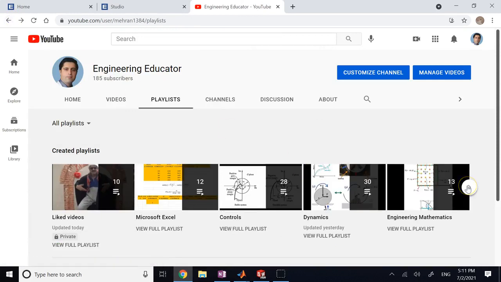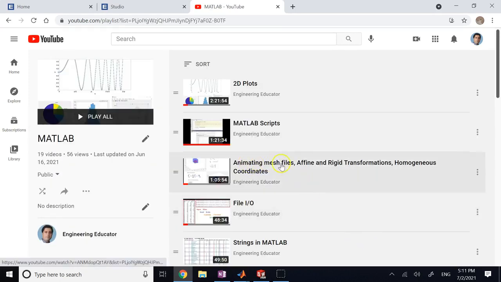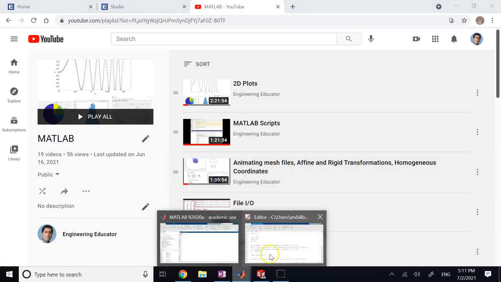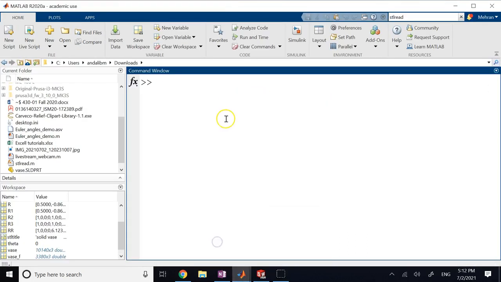If you go and look at, I guess it's here under MATLAB, animating mesh files using MATLAB. So you can read that mesh file, that STL file, using the command STL read. Now here, this STL read that I'm using is not the STL read that is inside MATLAB and was added to MATLAB since 2020. This is the one that is shared on the MathWorks website. It's a little bit more complicated and more useful than the one that you see added to the MATLAB built-in functions. It's not as useful as this one.